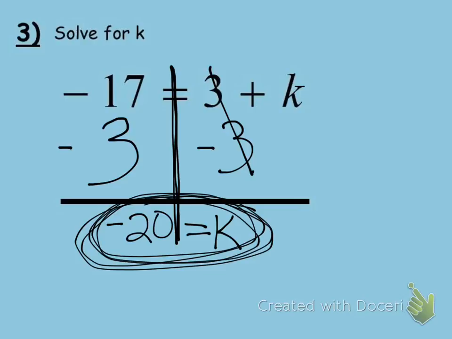Now, some teachers require you to flip-flop it when the variable's in the back and write it as K equals negative 20. As long as you have the negative 20 part, I don't really care how you write it. What are your questions on this one? Easy? Okay, good.